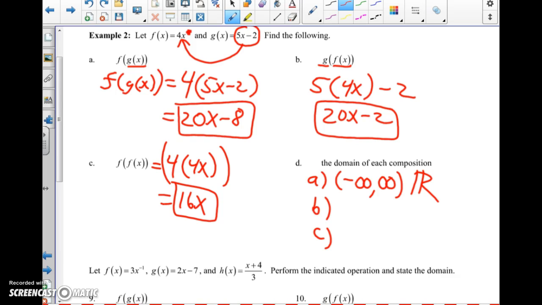Okay, let's go to b then. Here's b. So we do g of f of x. So here we go again. What's the domain of f of x? There you go. Negative infinity, positive infinity, or the set of all real numbers. So then what's the range of f of x? The set of all real numbers. So then what's the domain of g of f of x? Negative infinity, positive infinity, the set of all real numbers. There you go, it's right.